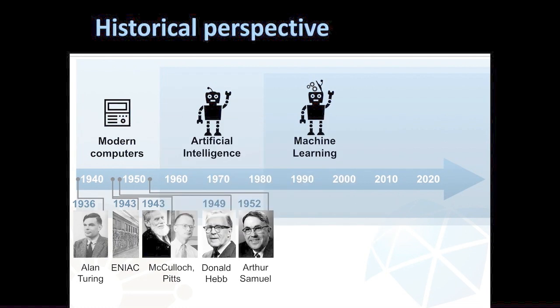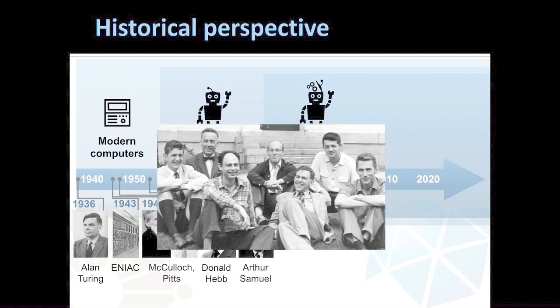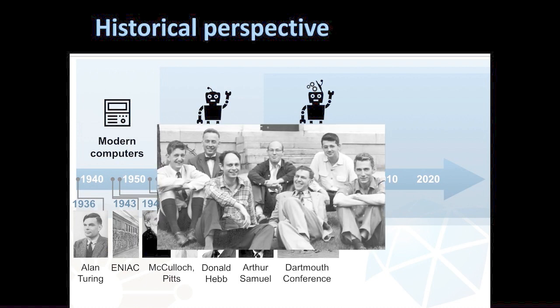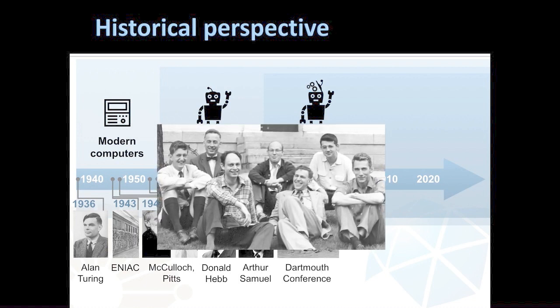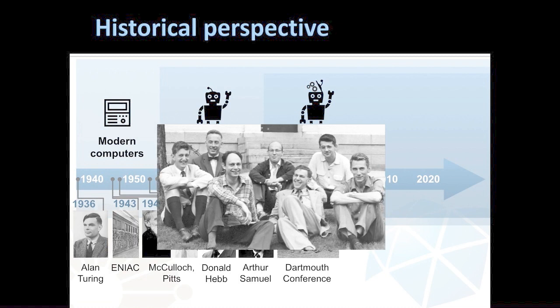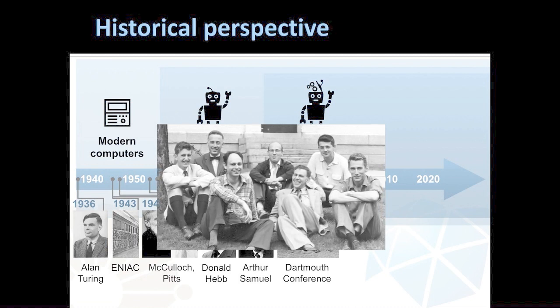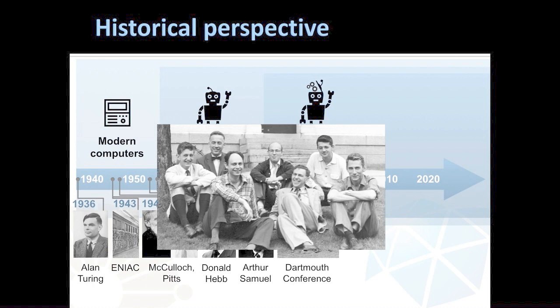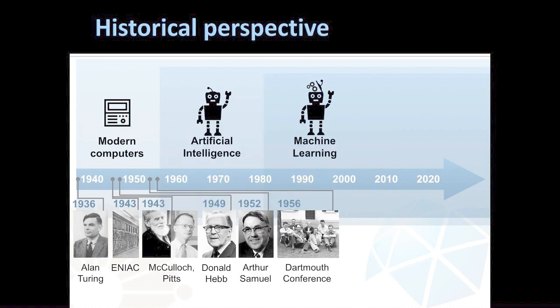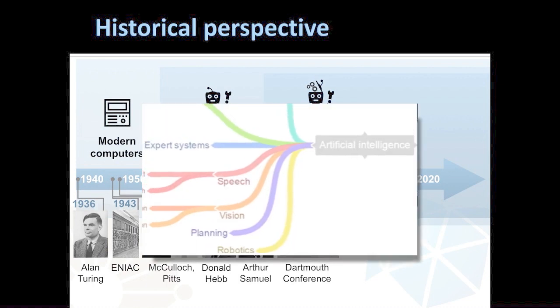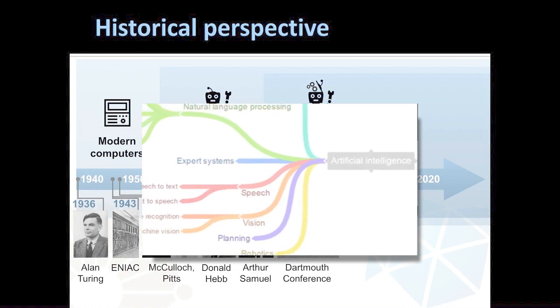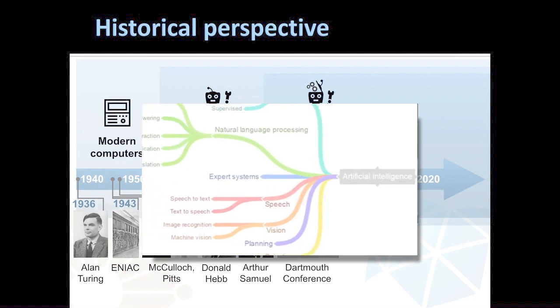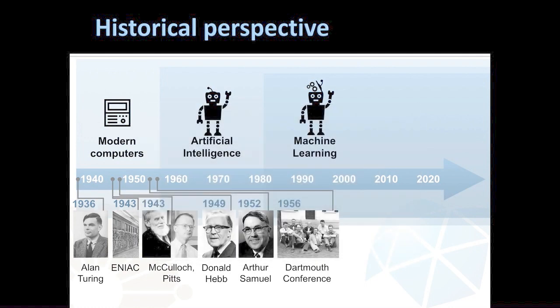The field of AI was officially born at a workshop in 1956 at Dartmouth College, USA. Names like Marvin Minsky, Claude Shannon, John McCarthy, and others were part of the team that started this new research field. The new field was soon divided into a number of research branches. John McCarthy was the one who coined the term artificial intelligence.